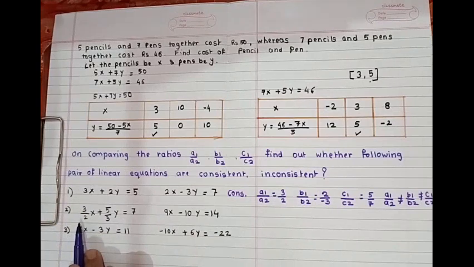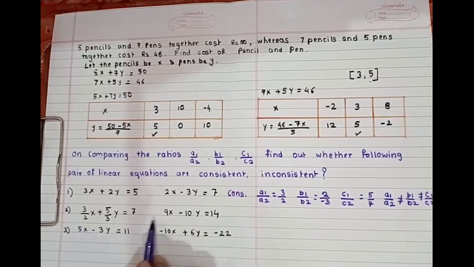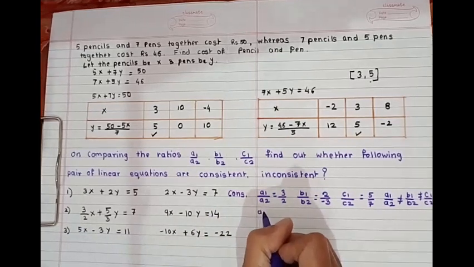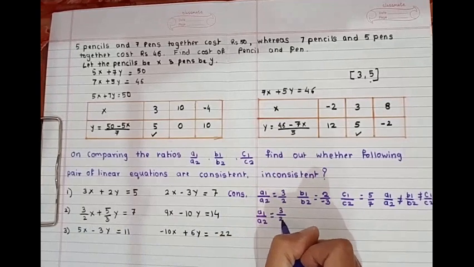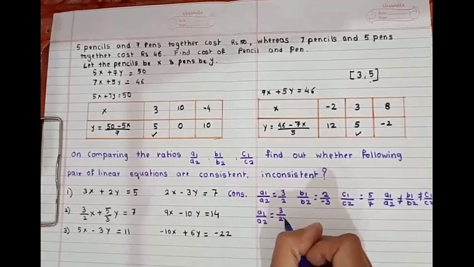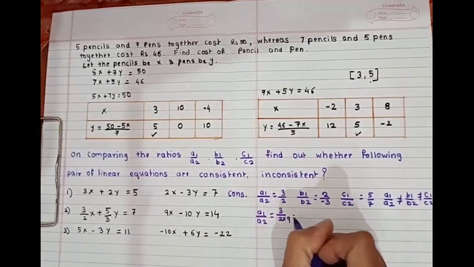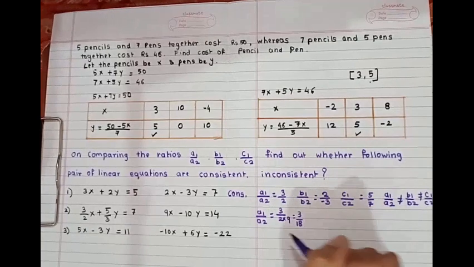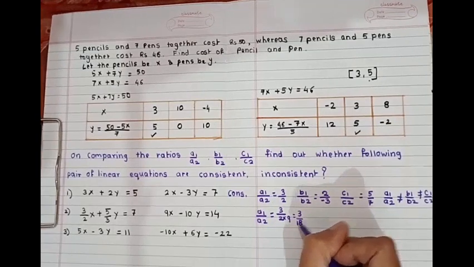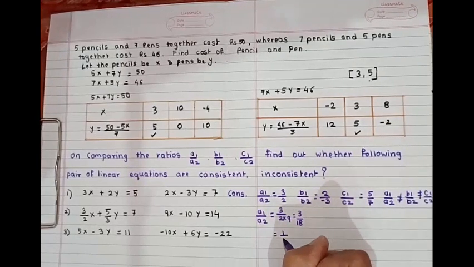Second, check, you will be able to do it quickly. Can you think how to divide 3 upon 2 by 9? a1 upon a2 is equal to 3 upon 2 divided by 9. So I can multiply this by 9. So you get here 3 upon 18, and that is equal to 1 upon 6.